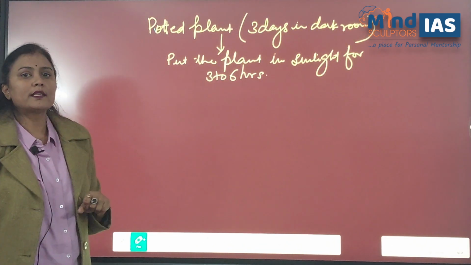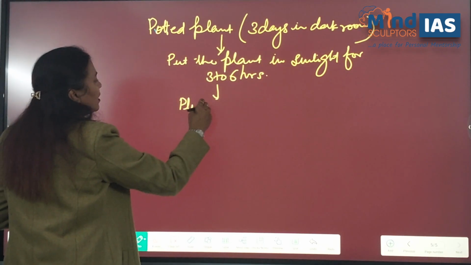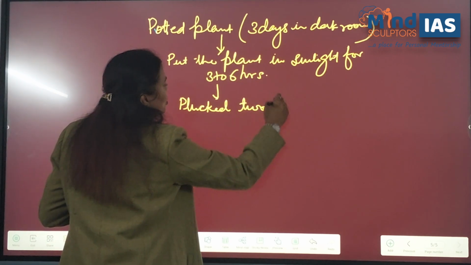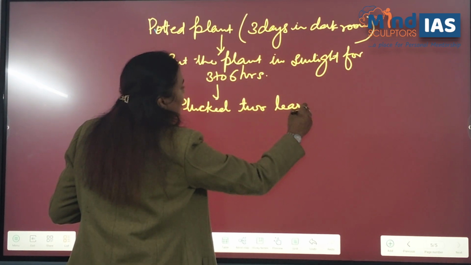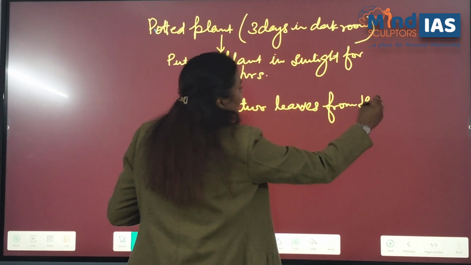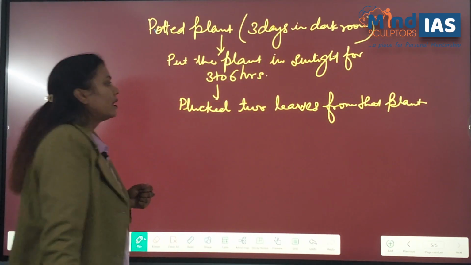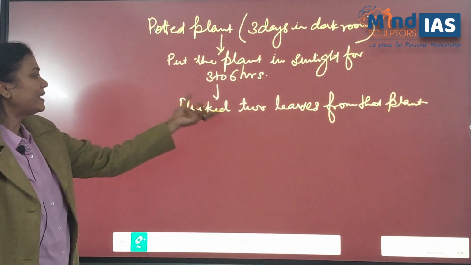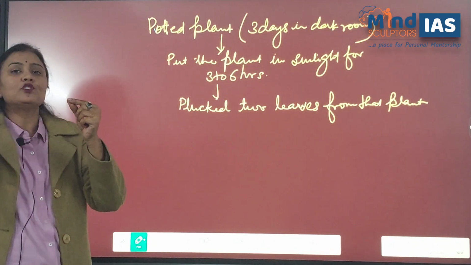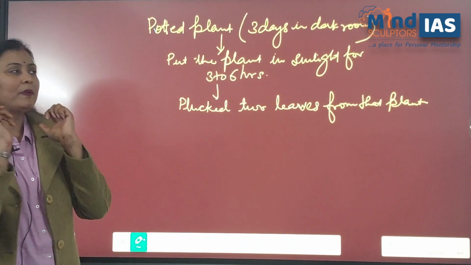3 to 6 hours. After that, what will we do? We plucked two leaves from that plant. So we take those two different leaves from the plant and we just draw the green area of the leaf on a piece of paper.